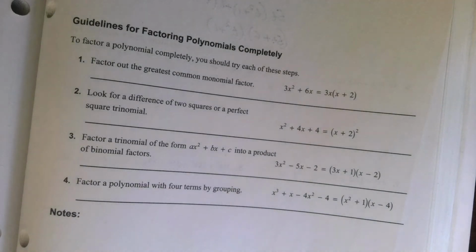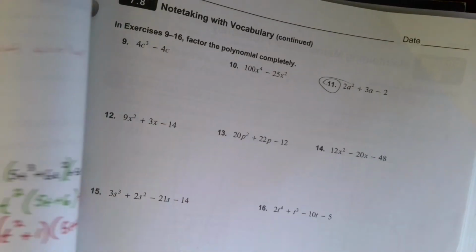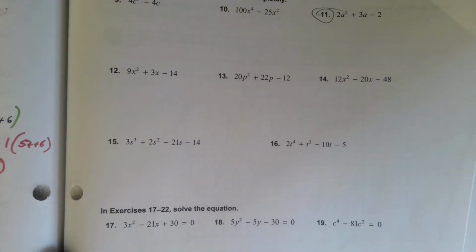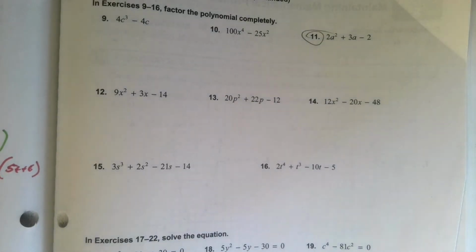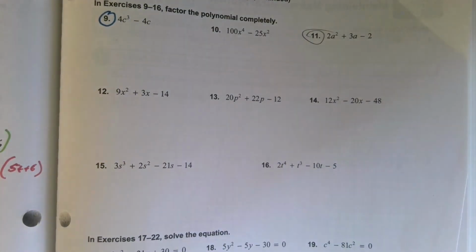So, let's take a look at the next page, page 240. It's actually 243, I apologize. Page 243 is the page we want to look at. I want us to take a look at problem number 9 and problem number 13.